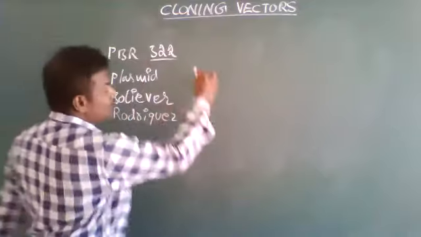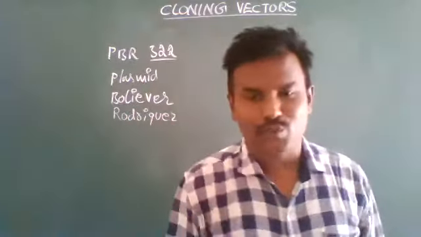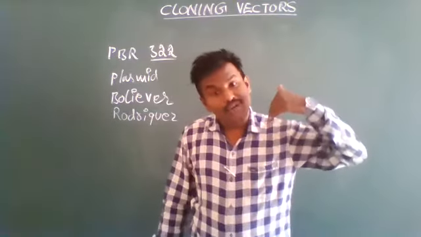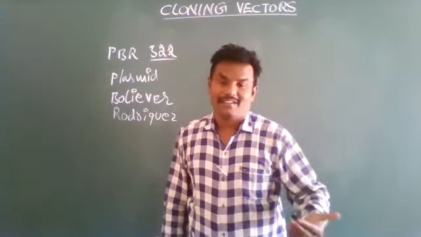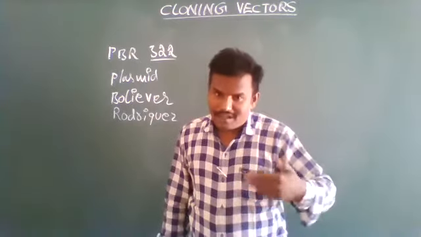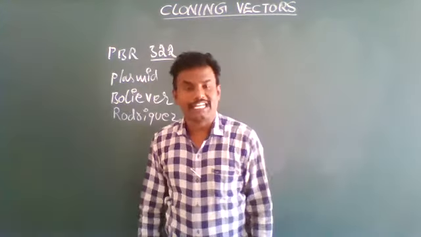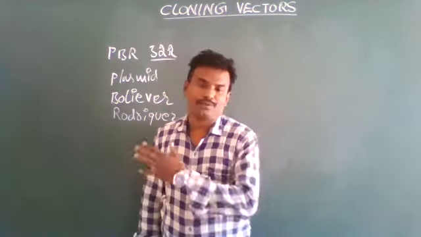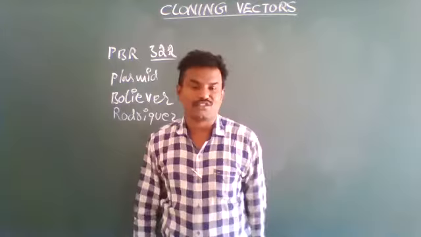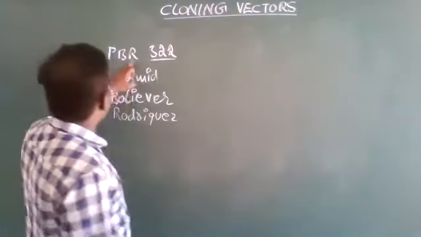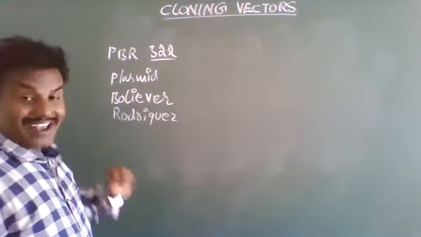Rodriguez. It is a numerical designation, 322. Why specifically 322? There are 321 artificially restructured vectors in genetic engineering experiments. That's why, in order to give a number to the new artificially restructured vector, they have given 322. So pBR322: p for plasmid, B for Bolivar, R for Rodriguez.